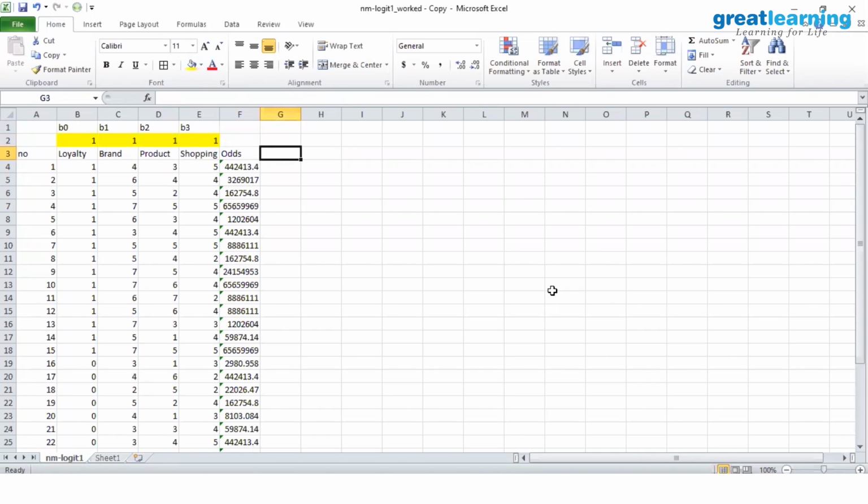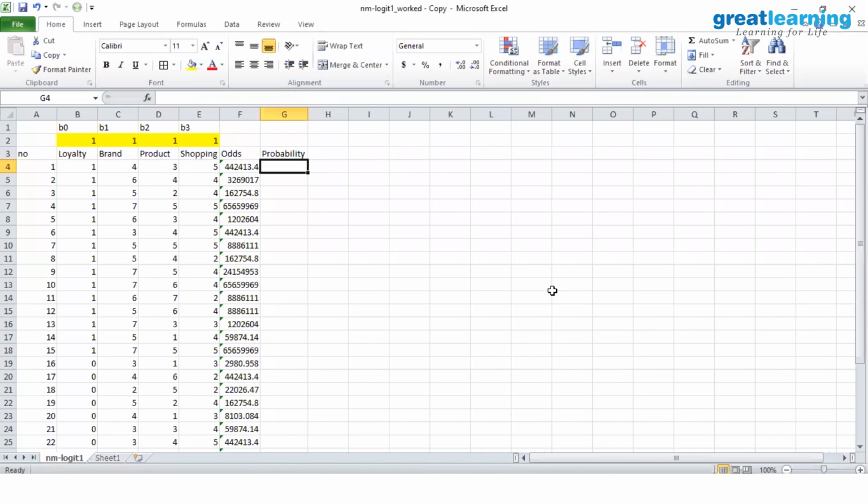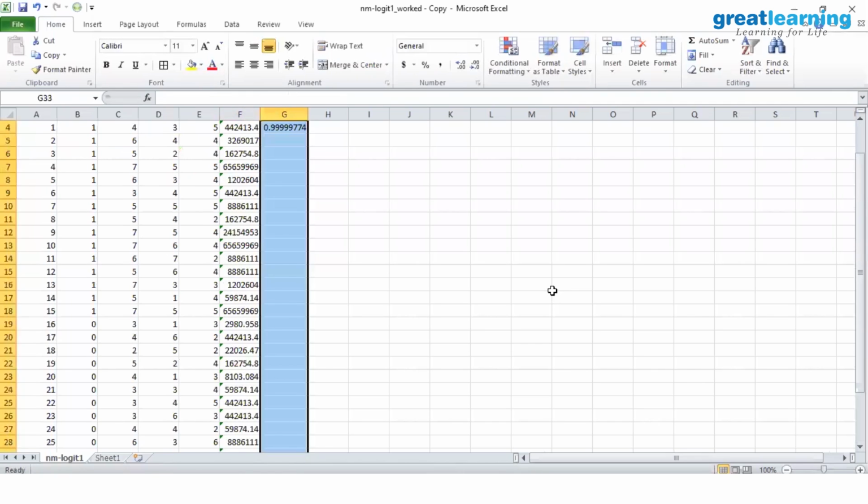Now what comes second? The probability. What is the formula for the probability now? Odds divided by 1 plus odds. Perfect. Odds divided by 1 plus odds. That's how you're going to derive the probability.